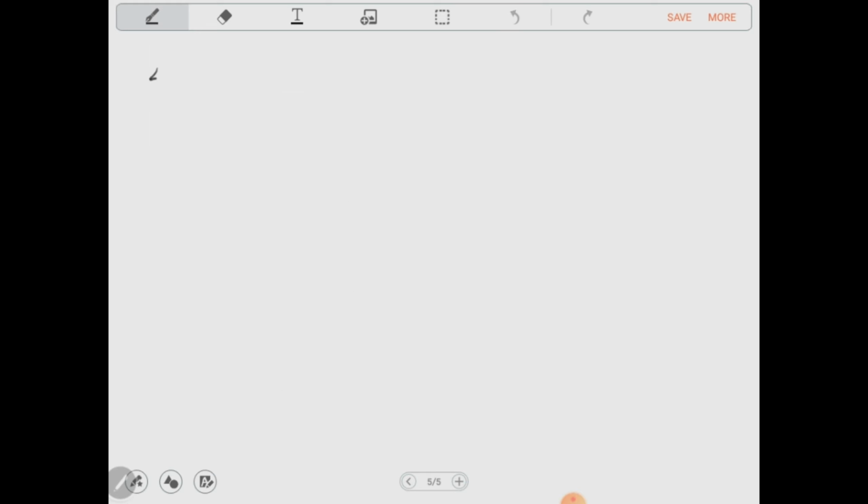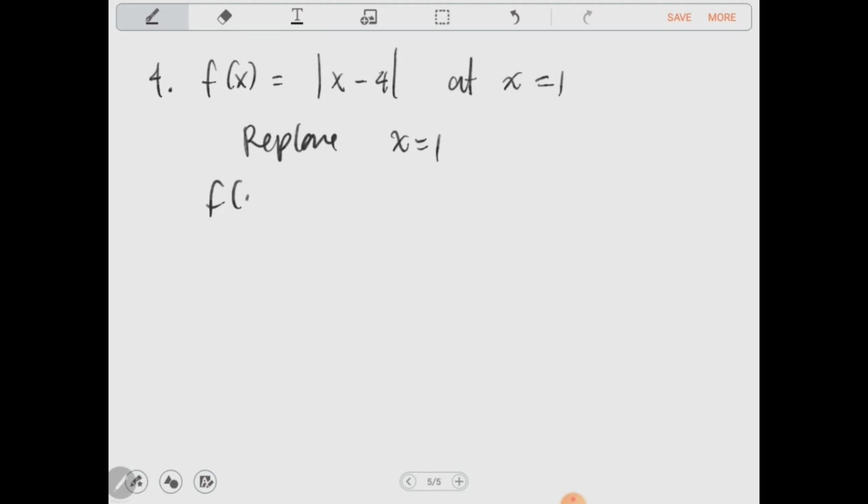Example number 4. Okay, so we have f of x equals the absolute value of x minus 4 at x equals 1. Okay, so an absolute value function is a kind of function wherein all negative numbers inside the absolute value will turn into positive numbers. Okay, so let's try this one. So we have to replace x with 1. So we have f of 1 equals the absolute value of 1 minus 4. Okay, so let's perform the operation. We have the absolute value of negative 3.